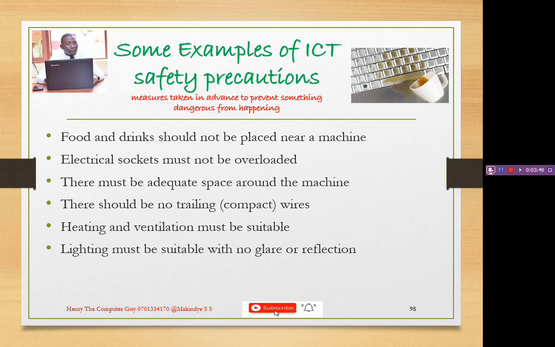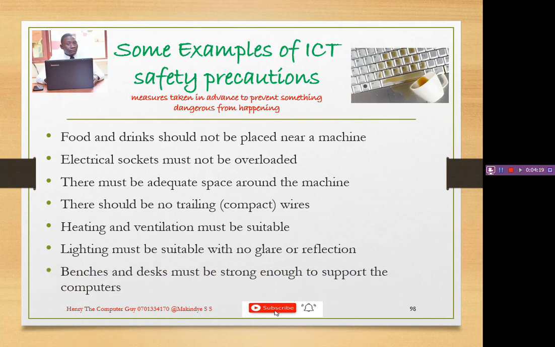Lighting must be suitable with no glare or reflection. So remember, if you strain your eyes too much when you're using a computer, for example, in darkness, it's going to cause, first of all, eye strain. And at times it causes what we call a headache. So the lighting in the room that you're using has to be suitable or enough.